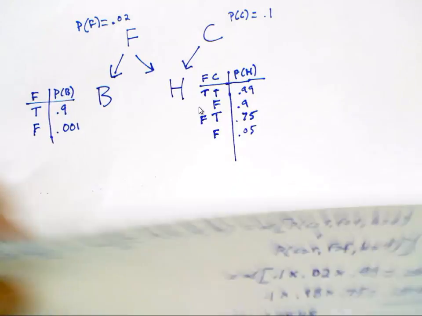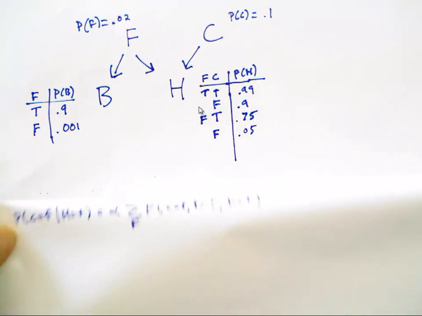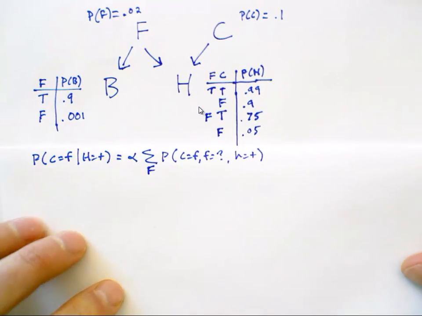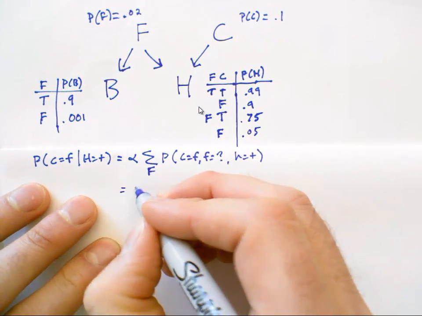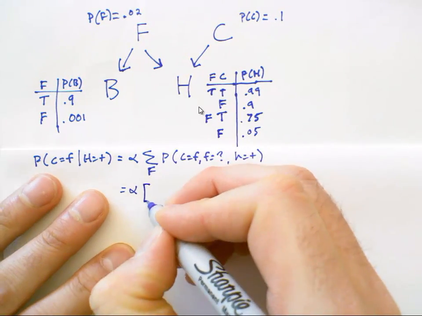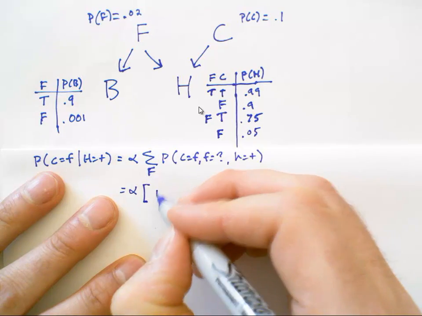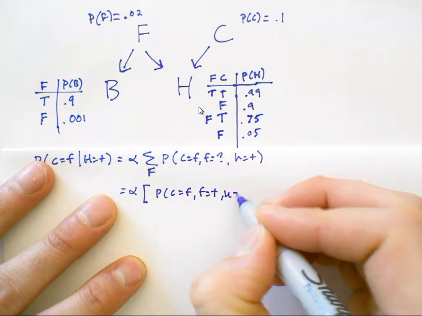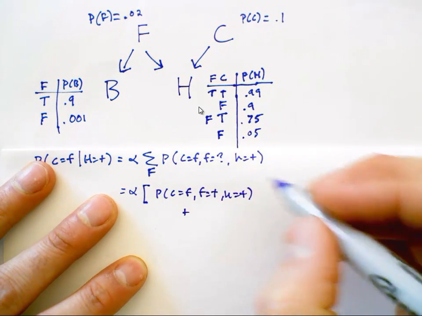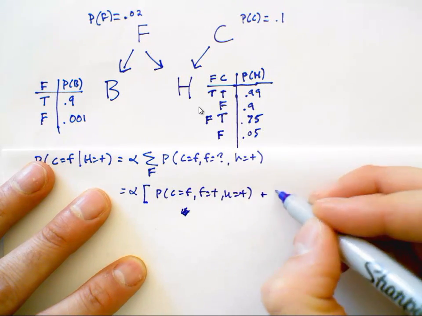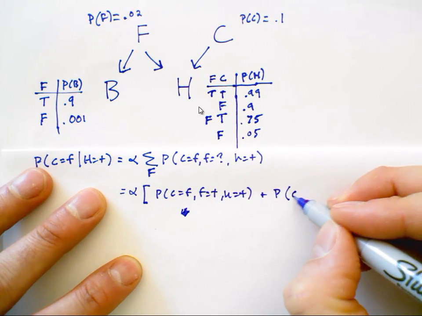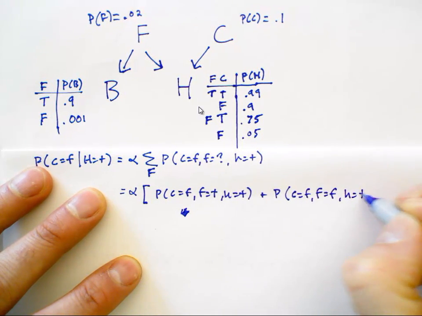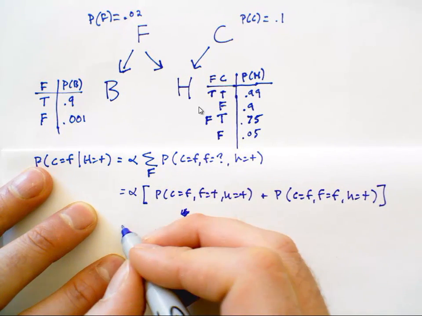I'm going to just see if this works. This is called scrolling. There, split window technique. All right. So now let's do the F equals true case. So this is the probability that C is false, F is true, H is true, plus the probability that C is false when F is false and headache is true. That is for sure. Okay.